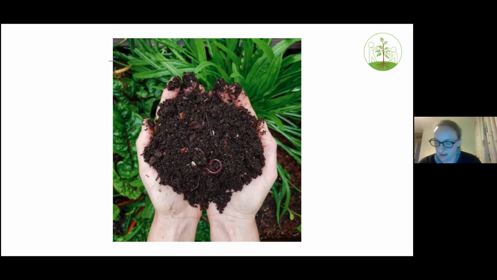And it's also possible to make your own seed compost. You can use things like leaf mold. Of course, peat is an option, but not a very eco-friendly one, so probably not the best thing to do.